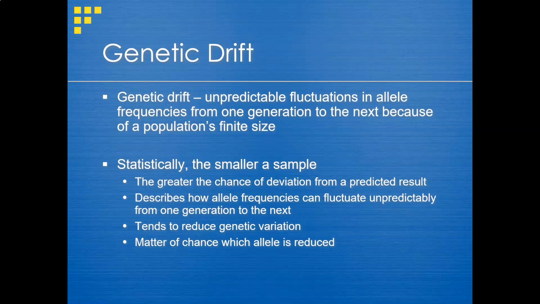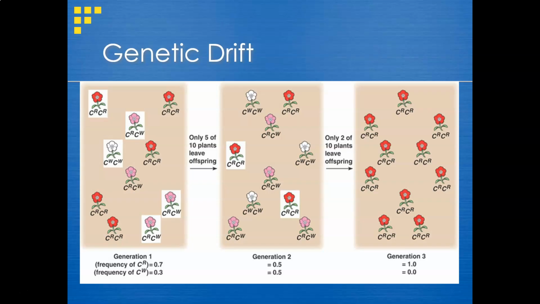It's a matter of chance which alleles end up becoming less prevalent in generations than it does when we have a big, healthy population and lots of options to choose from. So here's just an example, right?